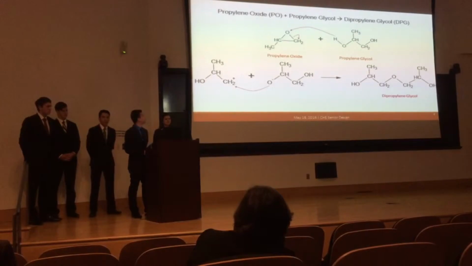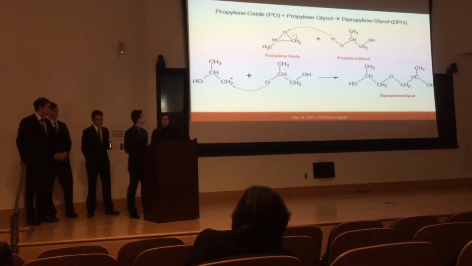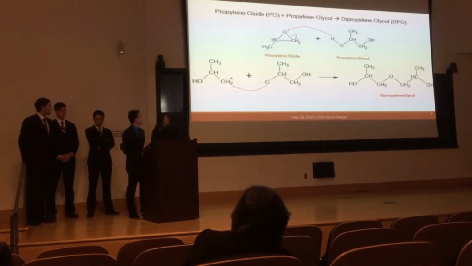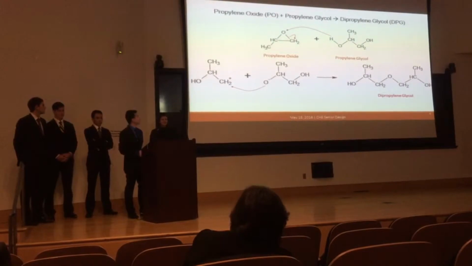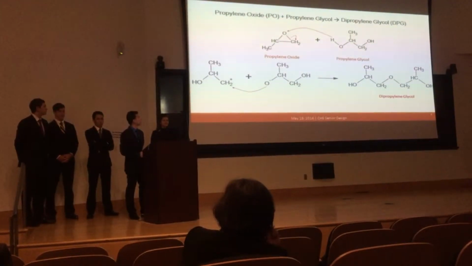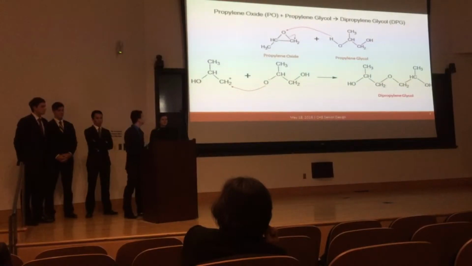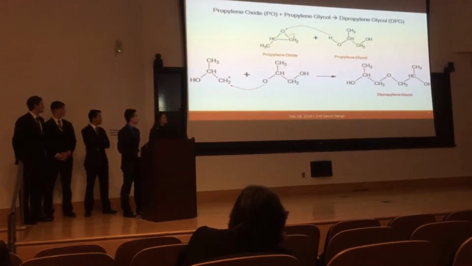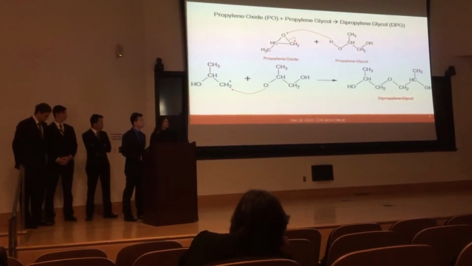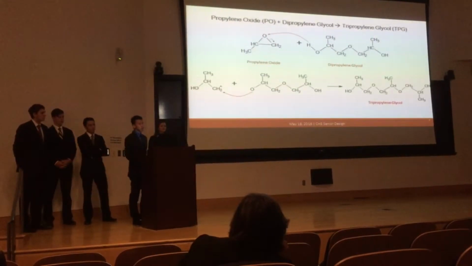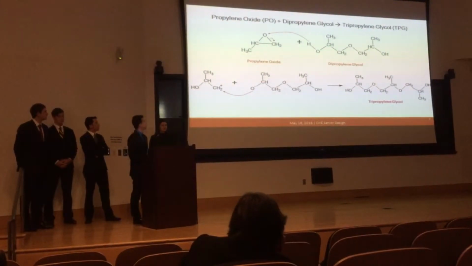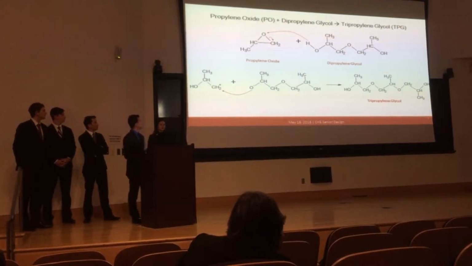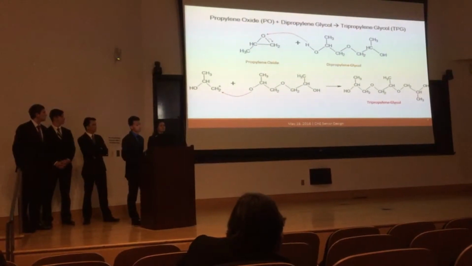The second intermediate reaction involves propylene oxide reacting with propylene glycol to make dipropylene glycol. Again, the hydrogen of the propylene glycol attaches to the oxygen, breaking the bond between the oxygen and the base group. After that, the oxygen of the propylene glycol attaches to the base group again and forms dipropylene glycol. The final reaction involves propylene oxide and dipropylene glycol and makes the main product, tripropylene glycol. Here, the mechanism is the same as the second reaction.